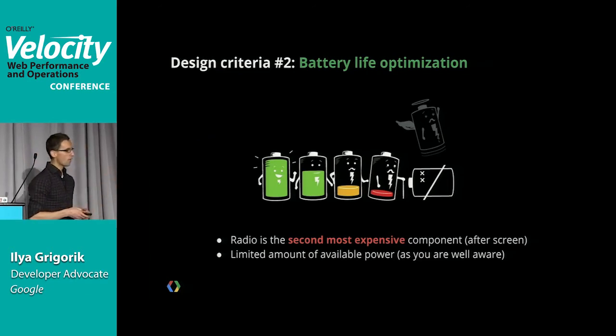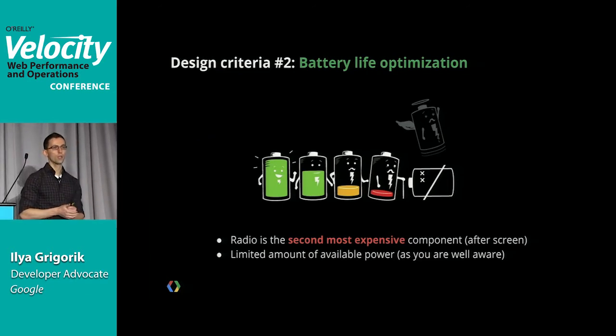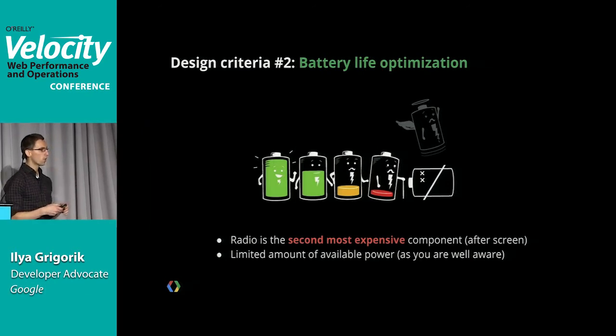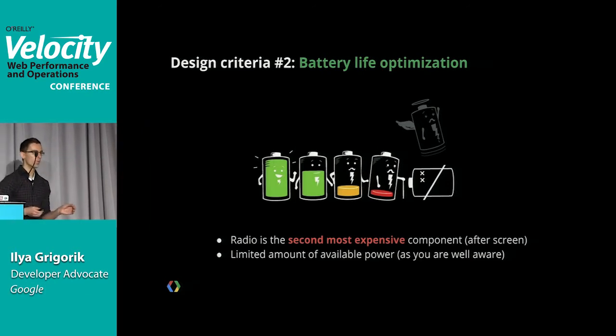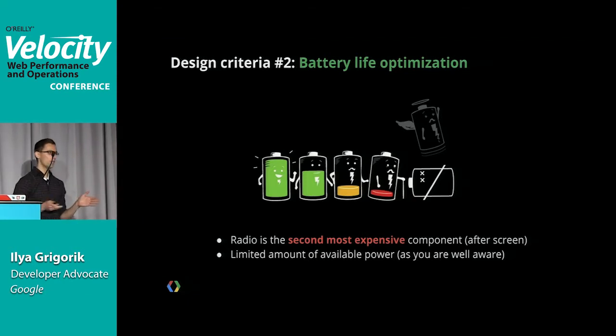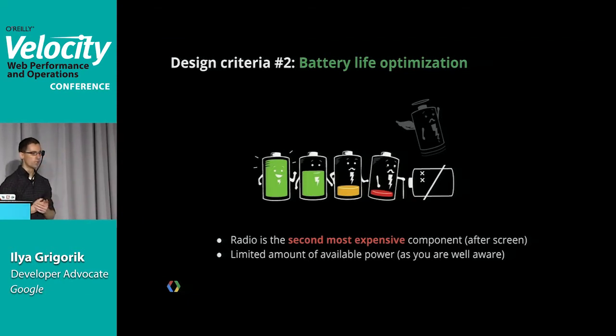And the reason this matters is because radio is actually the second most expensive component in your device in terms of energy consumption. The first one is the screen. The second one is the radio. So we want to turn off the radio as soon as possible. We want to transmit the data. We want to turn off the radio because it's very expensive.